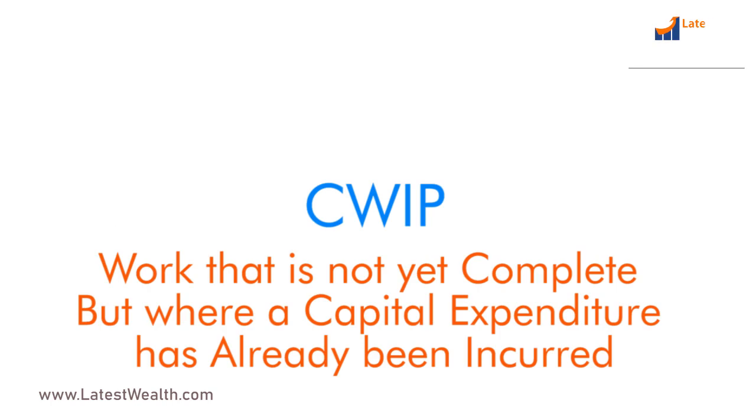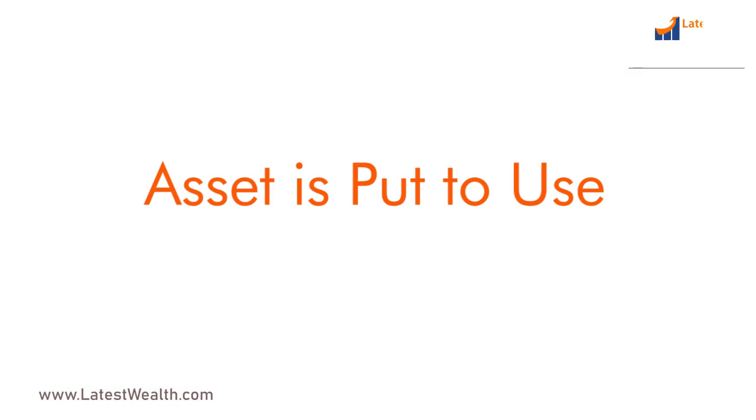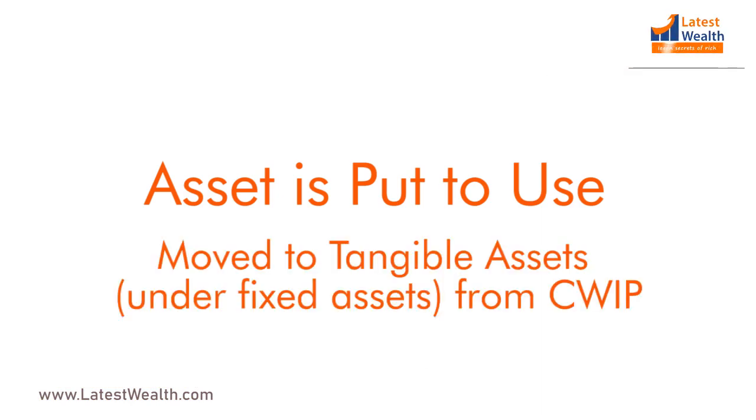CWIP is work that is not yet completed, but where capital expenditure has already been incurred. As we can see, ARBL has rupees 144.3 crores under CWIP. Once the construction process is done and the asset is put into use, the asset is moved from CWIP to tangible assets under fixed assets. CWIP means capital work in progress.